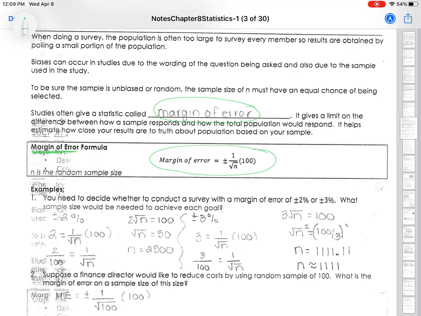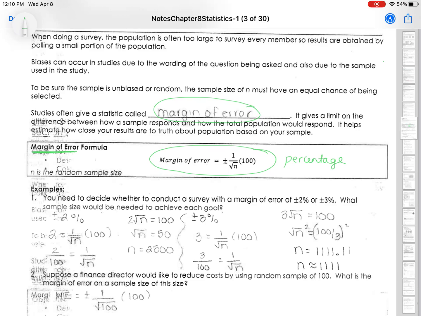So there's a nice formula. Anytime you see the words margin of error referenced in a question, this is the formula that you use. n is the random sample size. That's what you're working with. Basically, you do plus or minus 1 over radical n, whatever n is, times 100. That should get you a percentage that you're working with.